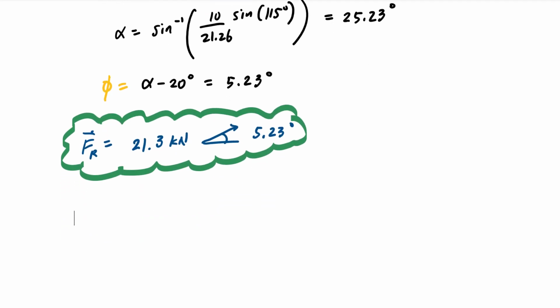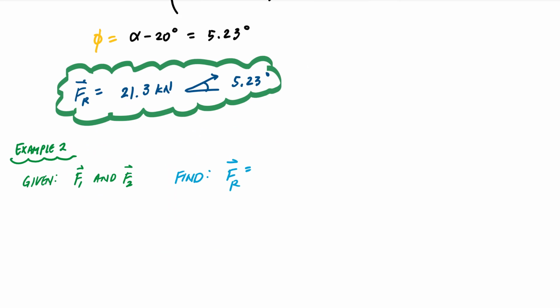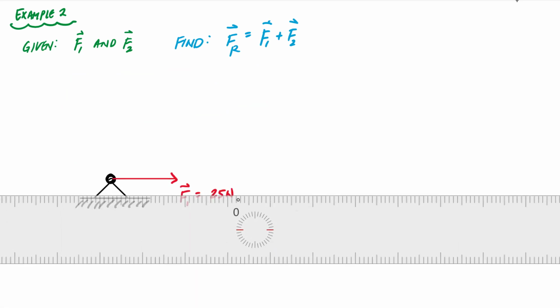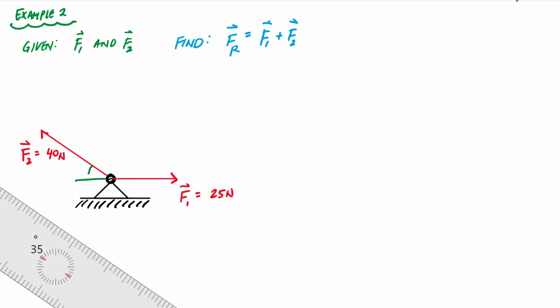All right, let's do another example where we're going to find again the resultant of two force vectors. We've got this pin here, F1 is 25 newtons pointing horizontally to the right, and F2 is 40 newtons at an angle of 35 degrees from the horizontal, pointing generally to the left here.